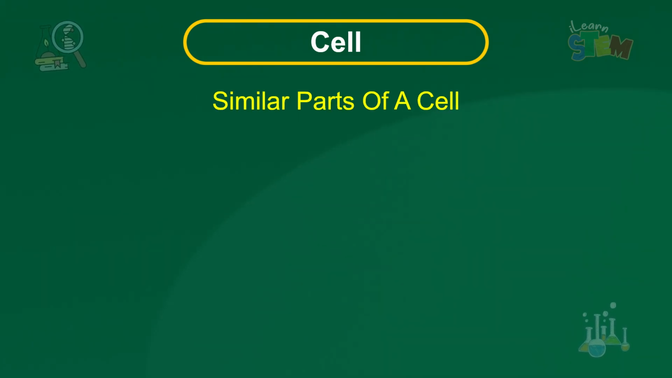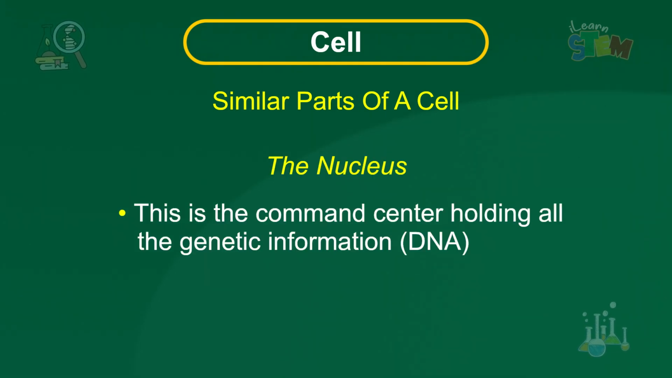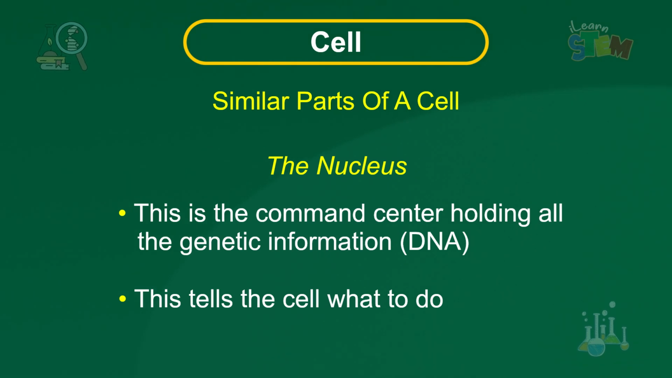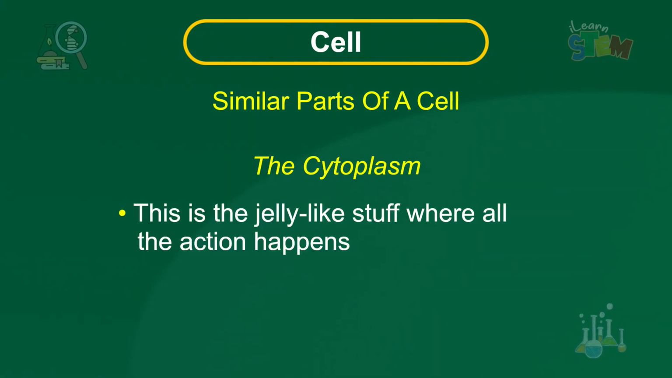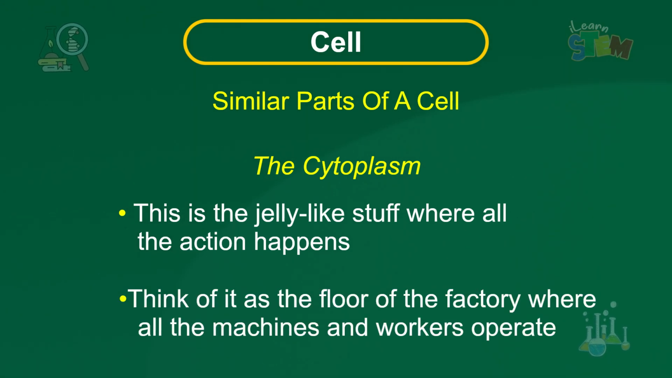So, what's going on inside a cell? Let's break it down. Every cell has these main parts. The nucleus. This is the command center, holding all the genetic information, called DNA. This tells the cell what to do. The cytoplasm. This is the jelly-like stuff where all the action happens. Think of it as the floor of the factory, where all the machines and workers operate.